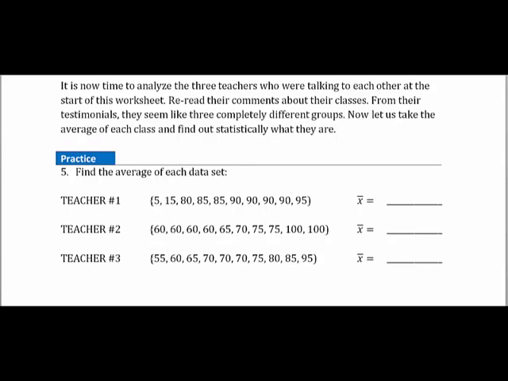So I would like you to now pause the video and take the average of these 3 data sets. To speed up your process a little bit, I will tell you that each of these classes had only 10 students or 10 data points. So once you've added up your numbers, divide each of these by 10 and put the average in the blank that is marked next to X bar.